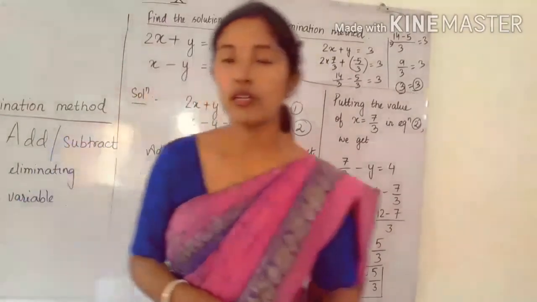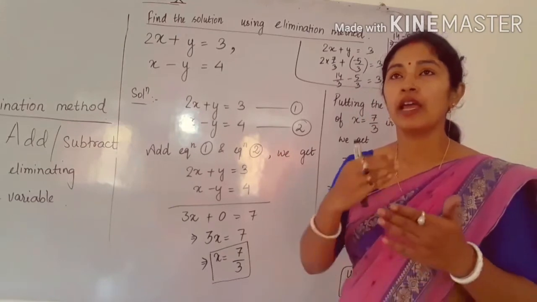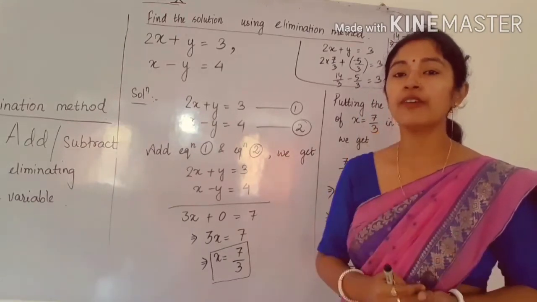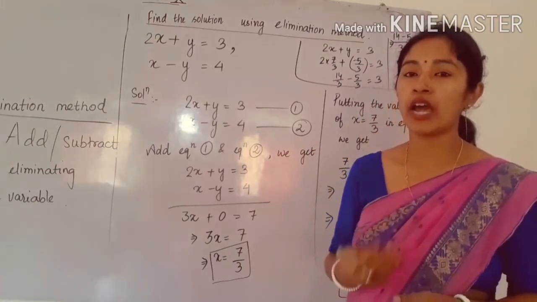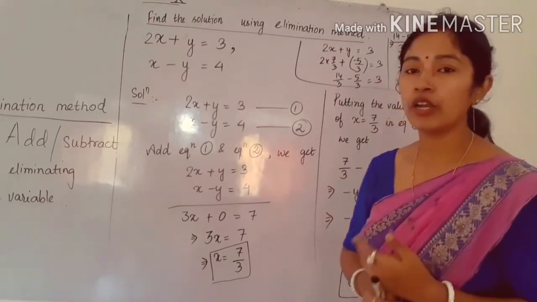So this is called the elimination method. So just remember, elimination means you have to eliminate one variable. That means you have to add or subtract for eliminating one variable.